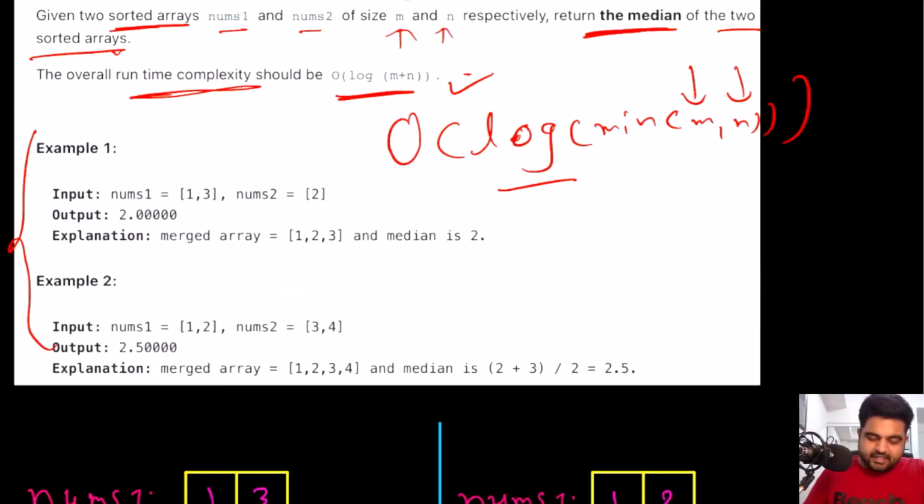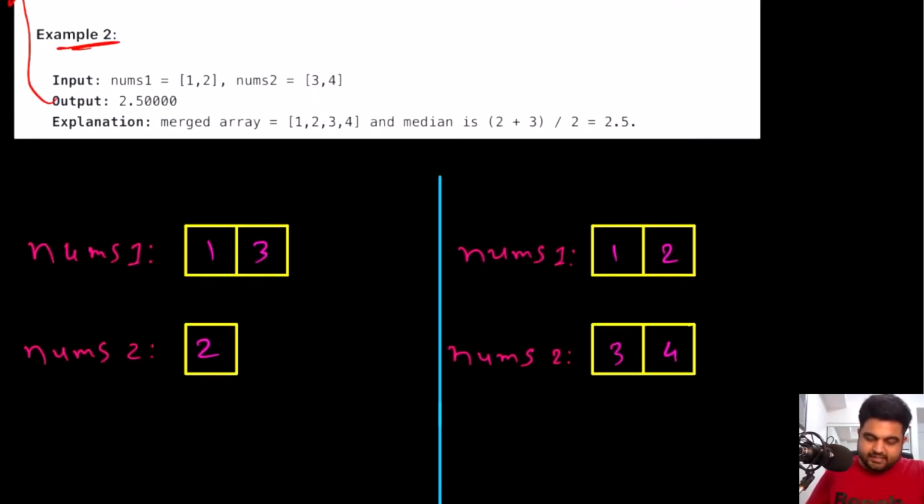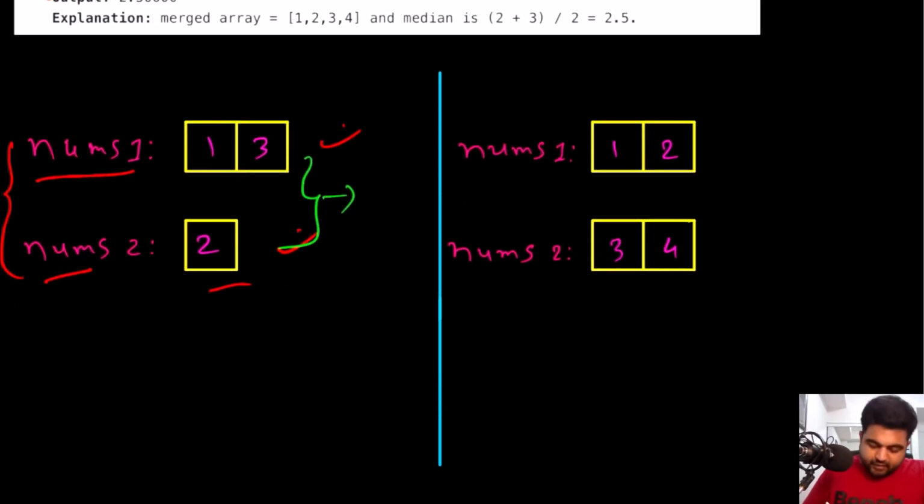Now after understanding what a median is, first let's see these two examples so it makes things easier. So in the first example, we are given two arrays, nums1 and nums2. We can clearly see that they both are sorted arrays. Like this one only has one element, but still it's sorted, right? And now we need to find the median of these two arrays. So if we combine these two arrays, we will get an array that looks like this, that is sorted, right?